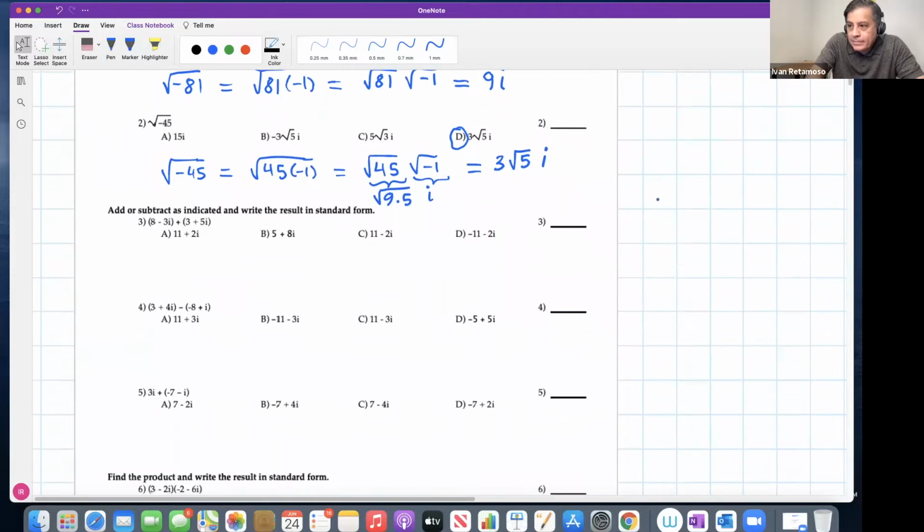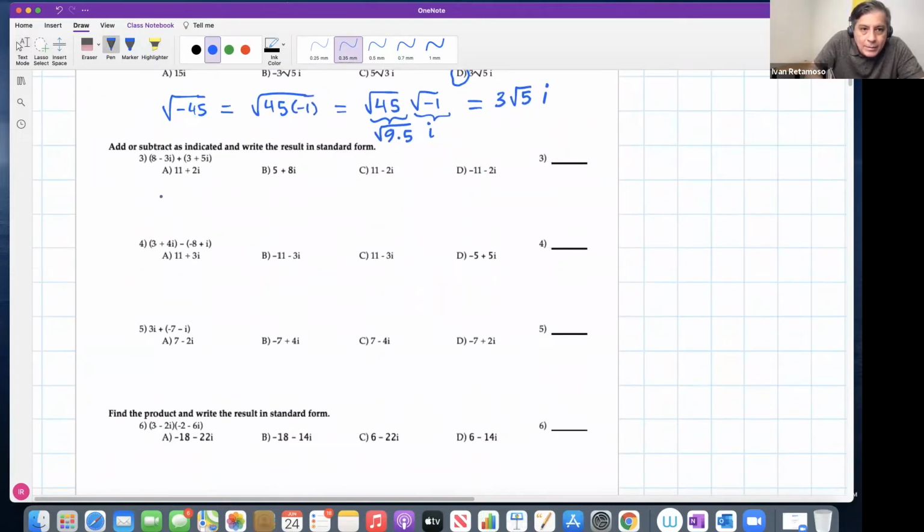Number 3 deals with adding complex numbers. I gave you a hint. I said when you have to add complex numbers, simply remove parentheses, right? Treat these two complex numbers as if they were binomials. You are adding, so just remove parentheses and simplify this. 8 plus 3, 11. Negative 3i plus 5i, 2i, right? And this is it. Very good, very good.